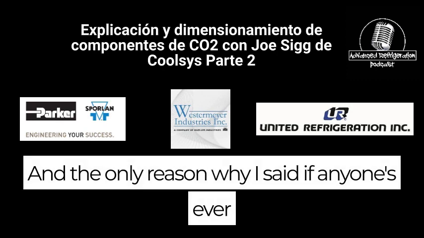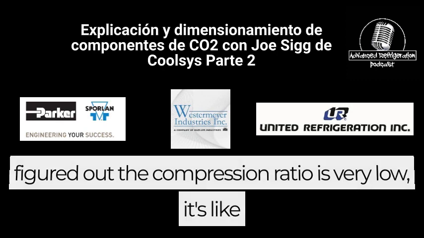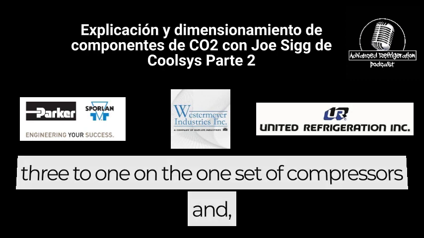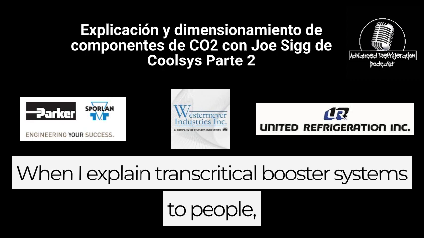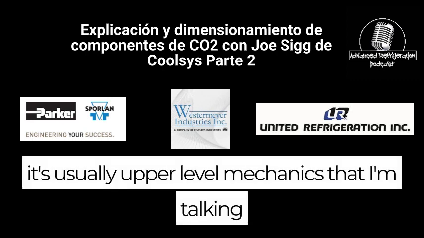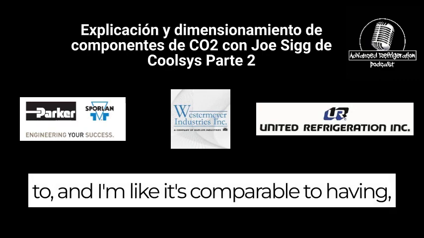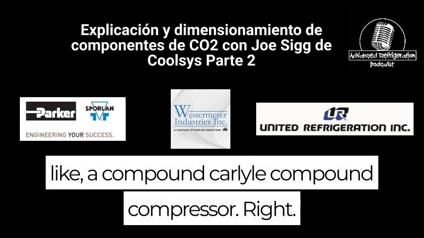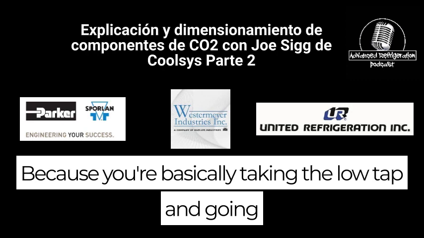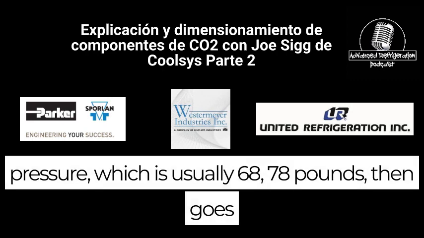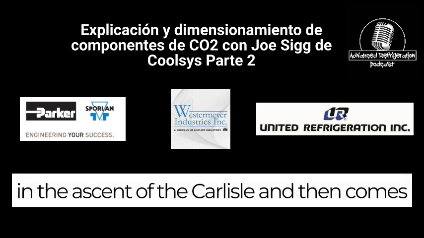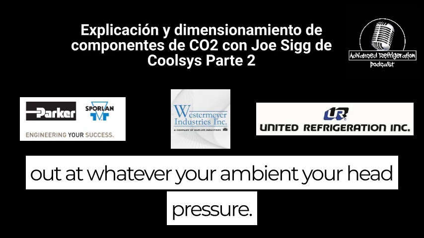And the only reason I said, if anyone's ever figured out the compression ratio, it's very low. It's like 3 to 1 on the one set of compressors and like 2 to 1 for the other. When I explain transcritical booster systems to upper level mechanics, I say it's comparable to having a Carlisle compound compressor. You're taking the low temp and going through 2 cylinders, getting it up to the intermediate pressure, which is usually 68, 78 pounds, then it goes in the back end of the Carlisle and comes out at whatever your ambient and your head pressure ends up being.